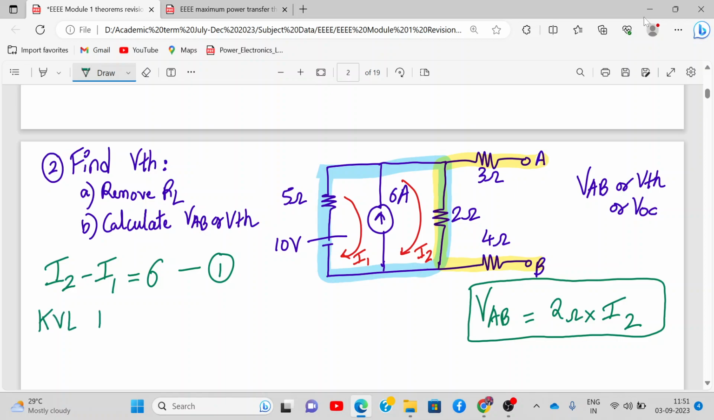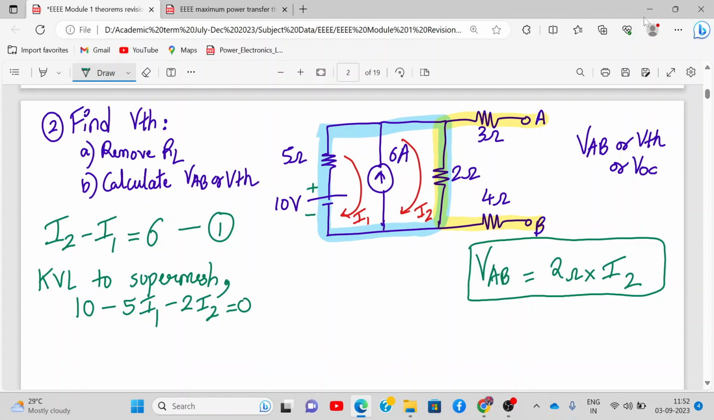Yes, sir. Now KVL to super mesh. So we need to follow this blue part. So here we go plus minus plus. So we write 10 minus 5 times I1. Then we don't go over here. Then we'll go over here. Here we have minus 2 I2 is equal to 0. That's it. Then we arrange these terms. Minus 5 I1 minus 2 I2 is equal to minus 10.